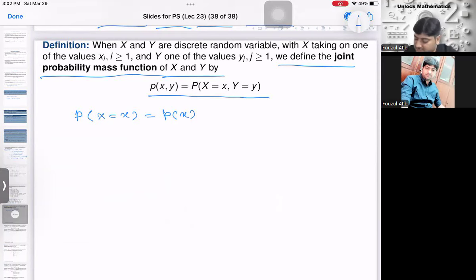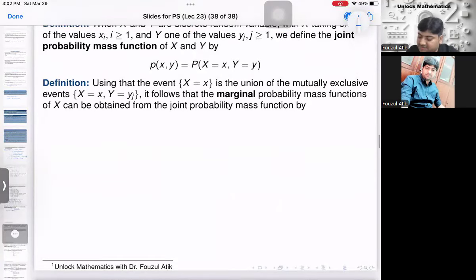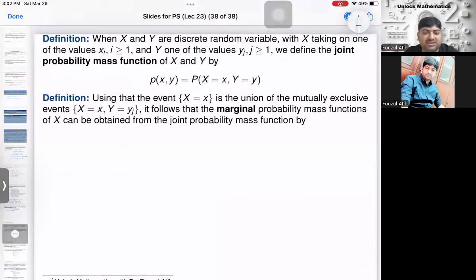Clear? Okay. So in the same way, once we have the joint probability mass function, can't we get the marginal probability mass function from that? How to get the marginal probability mass function? X is equal to x is the union of mutually exclusive events. Why? Because of y equal to yj. So what is this event? Union over j of y equal to yj. For all yj values, the union over j is the whole sample space.